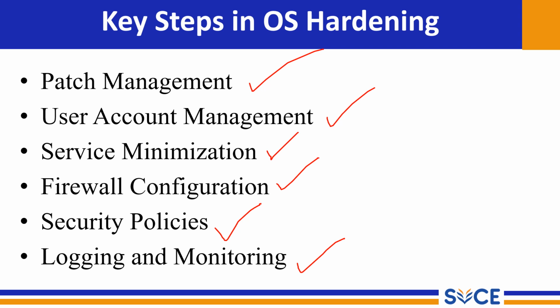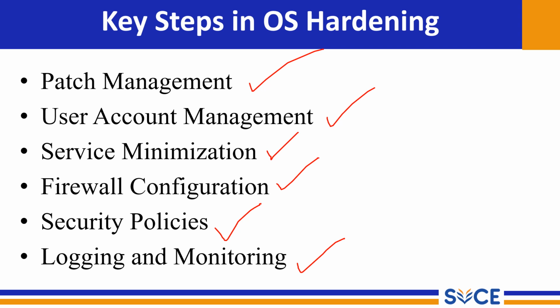So what is meant by patch management? You have to regularly update the OS and installed applications to protect against known vulnerabilities, and automated patch management tools can help streamline this process. In user account management, we implement the principle of least privilege by ensuring users have only the permissions necessary to perform their tasks, and disable or remove unused accounts. In service minimization, it reduces services and applications that are not required for the system's essential function. This reduces the potential entry points for attackers.